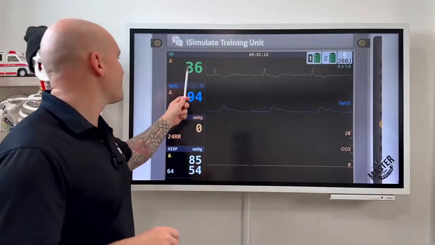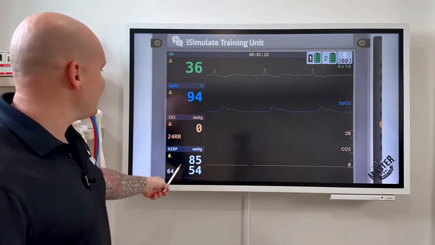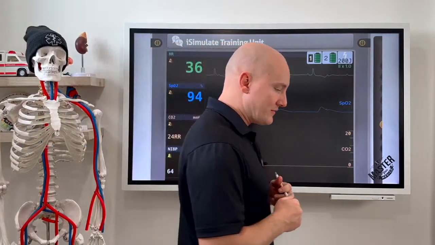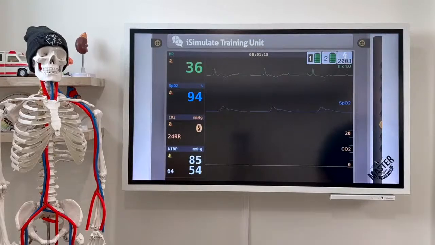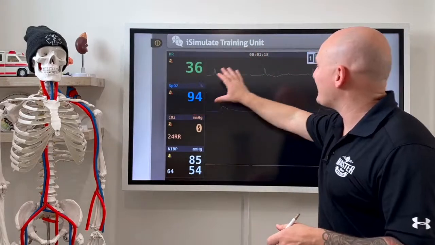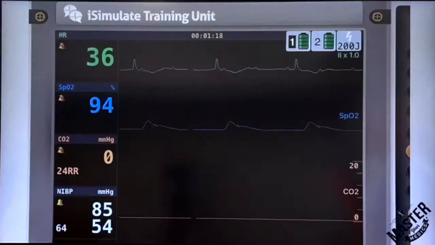You find a heart rate of 36, a SpO2 of 94%, a BP of 85 on 54, and a respiratory rate of 24 breaths per minute. And so this is what you have here. Now, as far as this rhythm, what is this rhythm that you see here? I'm going to pop it up so you can get an idea of what you feel this rhythm actually is.